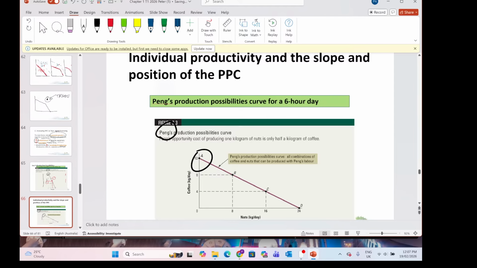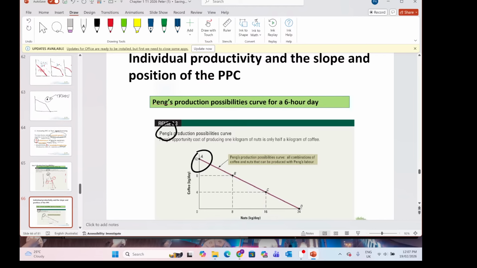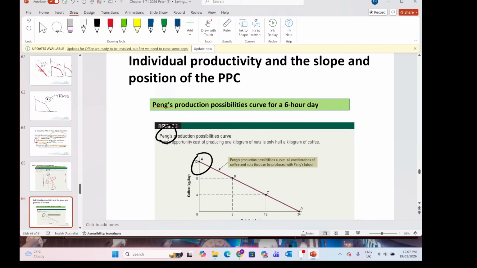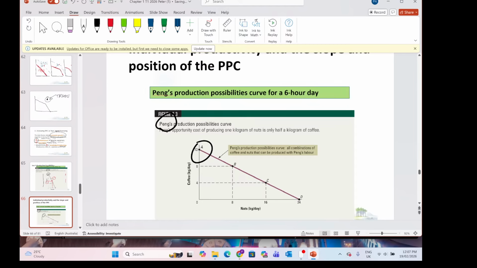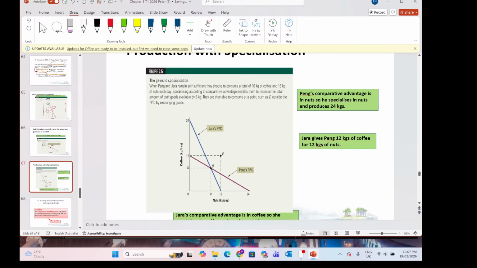And at the same time, imagine Peng splits his time in half. He spends half his time producing nuts, half his time producing coffee, and he would be here where I'm making the dot. He cannot be where I'm making the second red dot, the dot that I've circled in black. He could not be there. But then imagine they do this. Imagine Jara and Peng both want coffee and both want nuts.